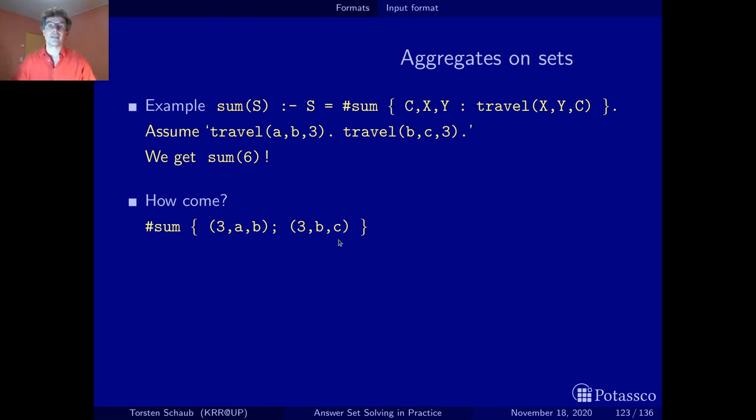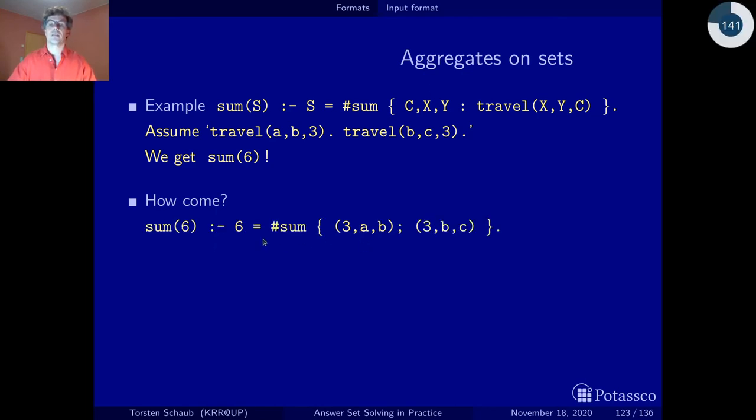They are different, hence they cannot be simplified away. And now the sum is taken over the first argument of each triple, which is 3 and 3, and this is how we get then the 6 here, right? The sum is built over these guys. This is 6, then also substituted here, and we get 6.